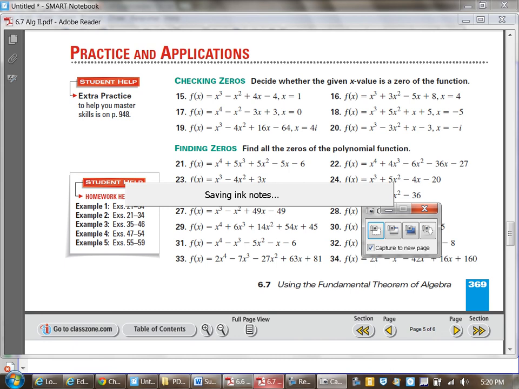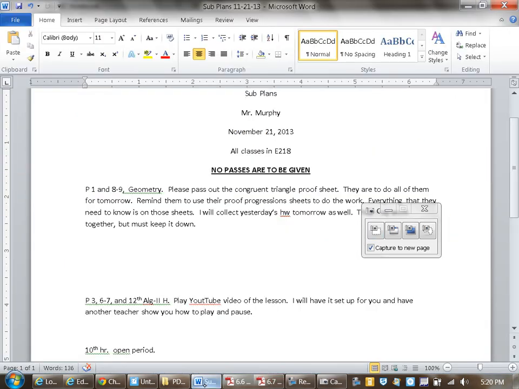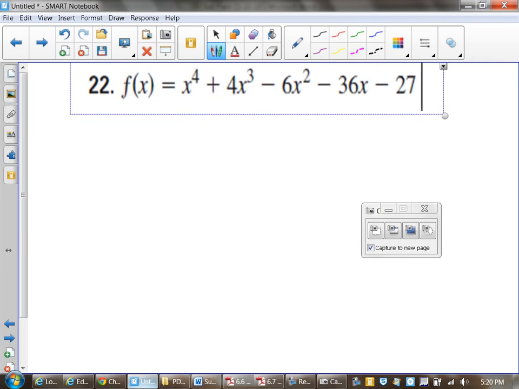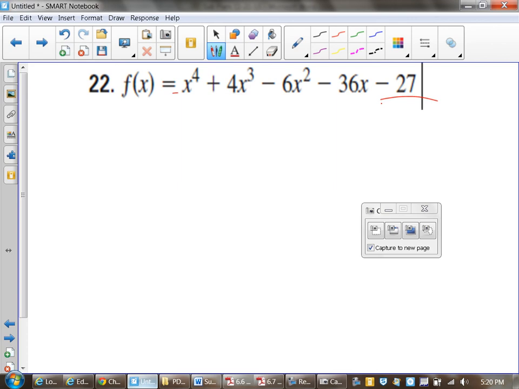What's different between 6.6 and 6.7 is the instructions. It says find all the zeros, which includes anything that's imaginary. Again, factors of 27 divided by the factors of the leading coefficient: plus or minus 1, plus or minus 3, plus or minus 9, and plus or minus 27. So it's really not that bad. Starting with the fourth degree polynomial, all of my exponents work going all the way down. Start with 1. Synthetically divide, we have a 1, 4, negative 6, negative 36, negative 27.